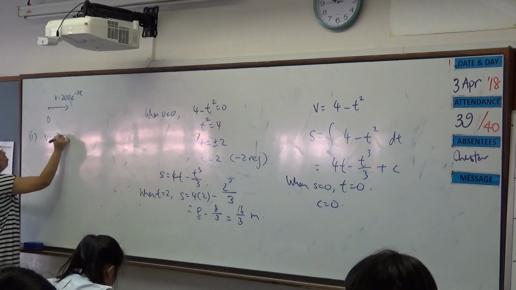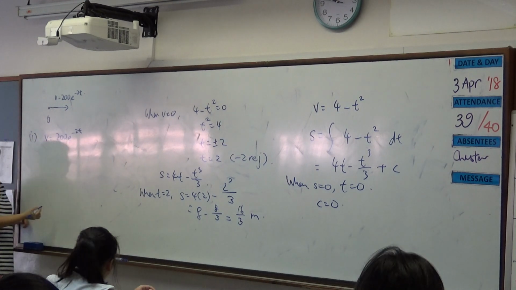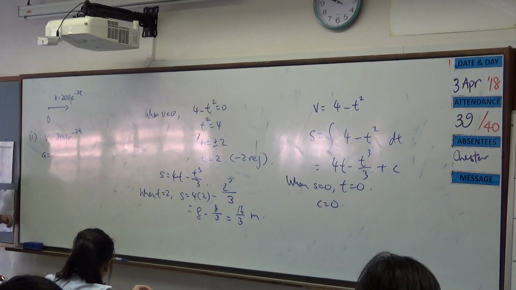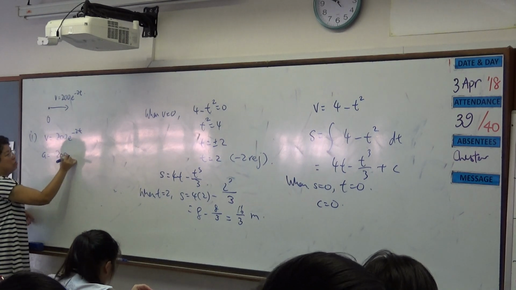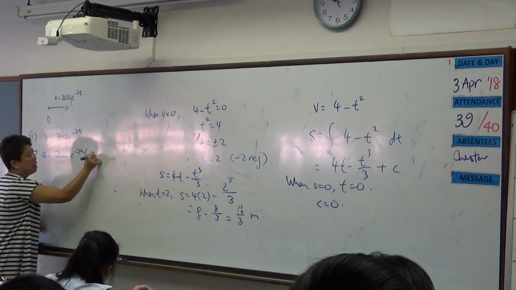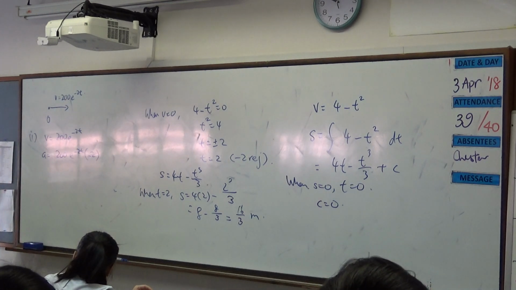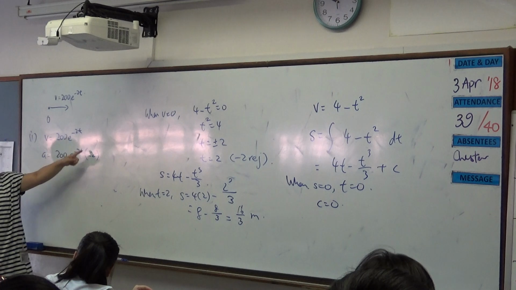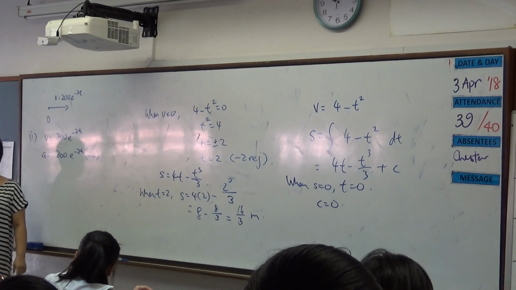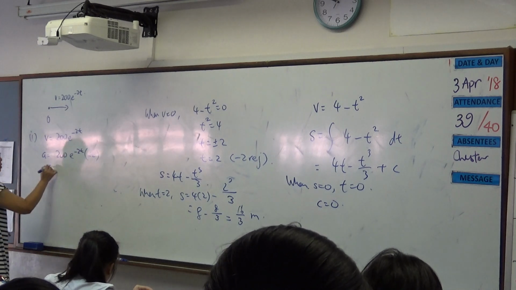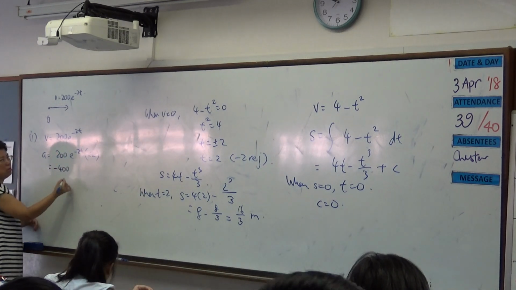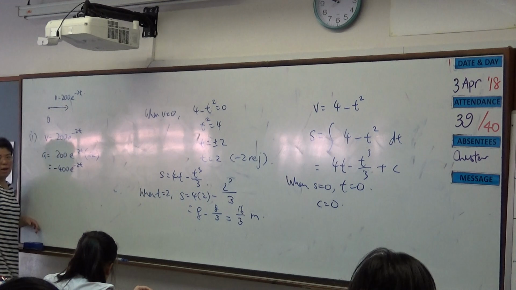V is 200 e^(-2t). What is a? How to differentiate this? 200 e^(-2t) times negative 2, right? Why? We must times the differential one. So this is what? Negative 400 e^(-2t), right?